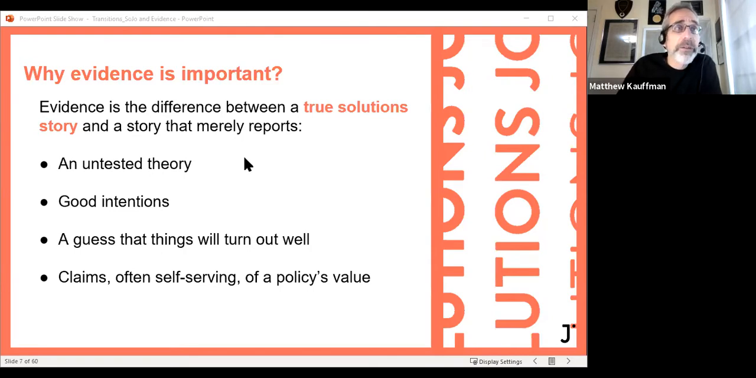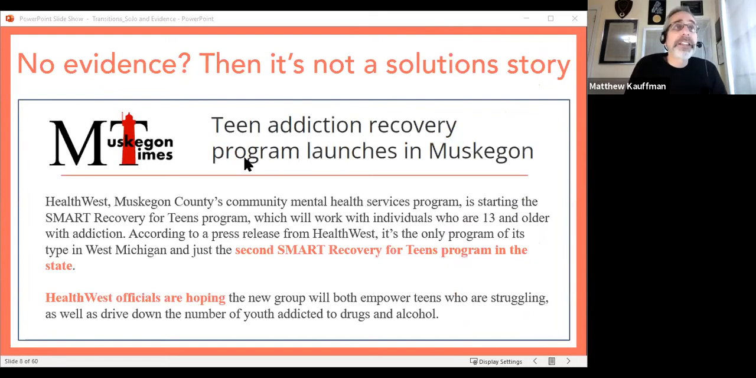All right, so let me give an example of a story that did not have that evidence, that didn't rise to a solution story, but really should have. This is a program in Michigan in the United States, put on by Health West. You see at that bottom sentence there, Health West officials are hoping that this idea will empower teens who are struggling, drive down the number of youth. They're sort of hoping for that. But if you look in the paragraph above it, they say it's just the second program in the state.